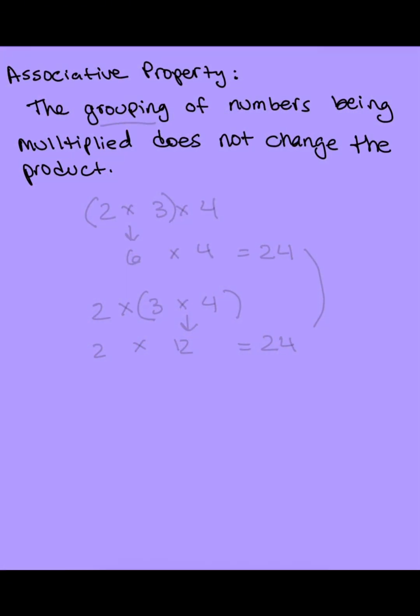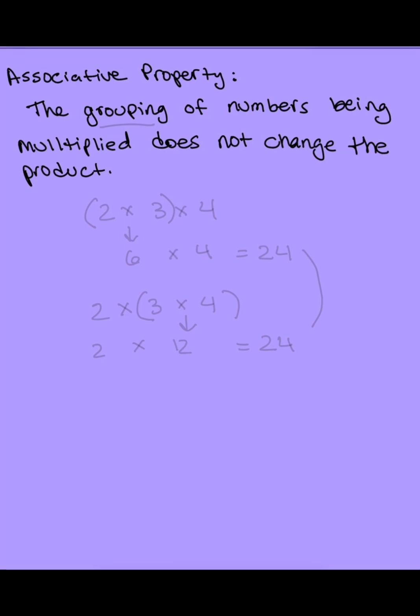And now, the second property we have for multiplication is the associative property. The grouping of numbers being multiplied does not change the product.